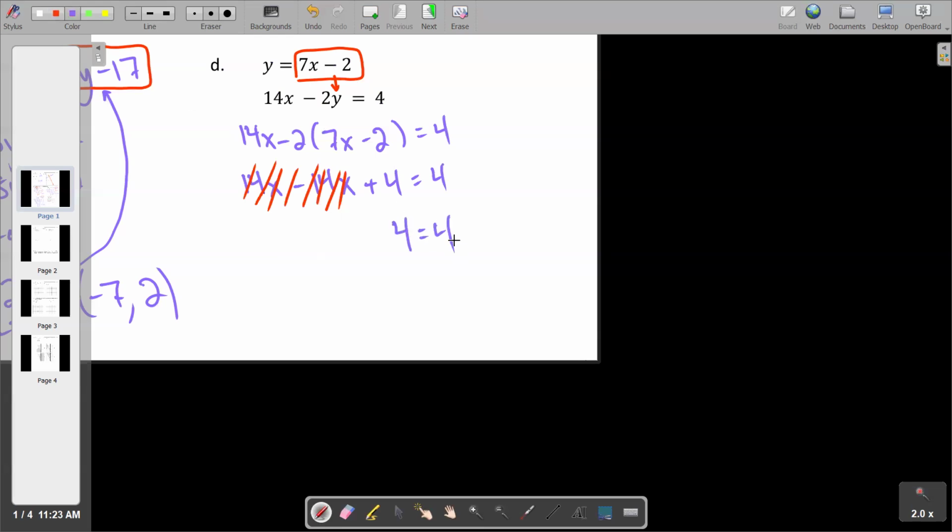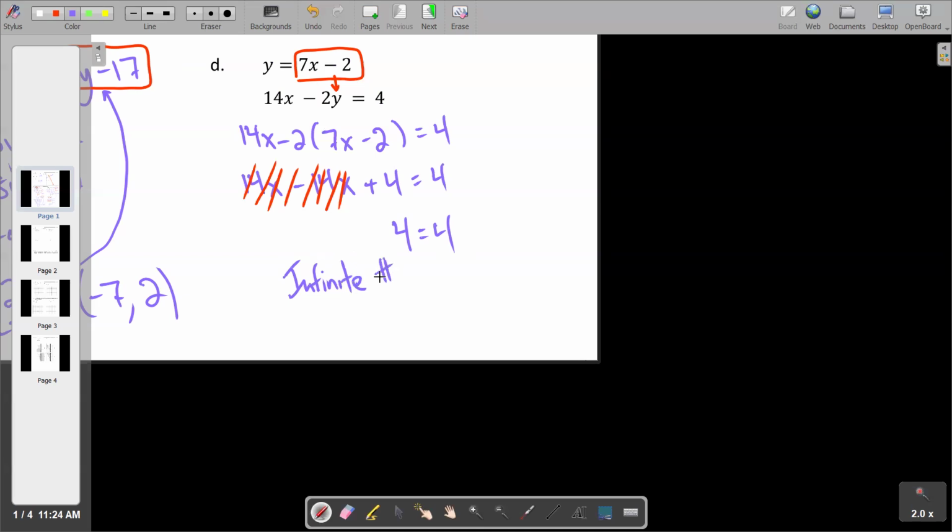And as I've said, this is no longer an algebra problem. This is a common sense problem. We simply assess the landscape and say, does 4 equal 4? Because the answer is yes, then what is the answer to the problem? It has infinite solutions.